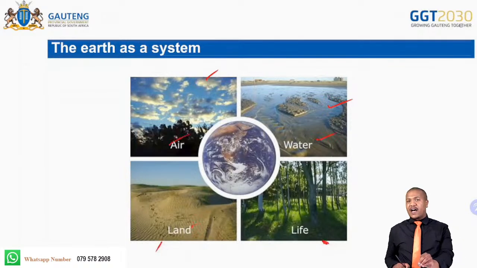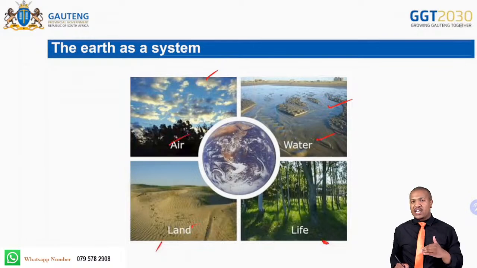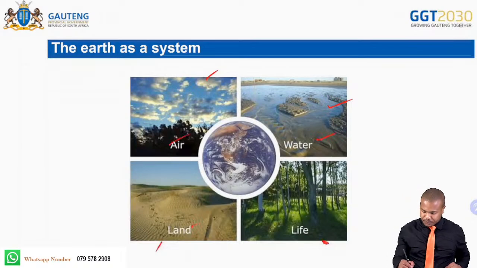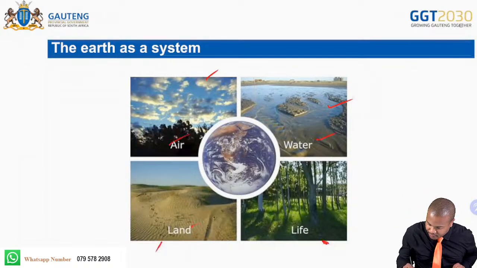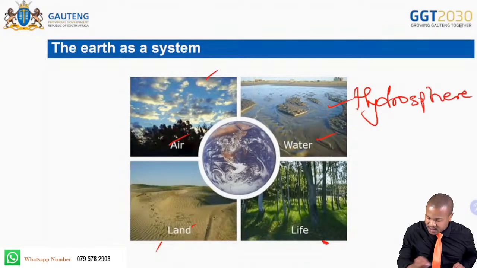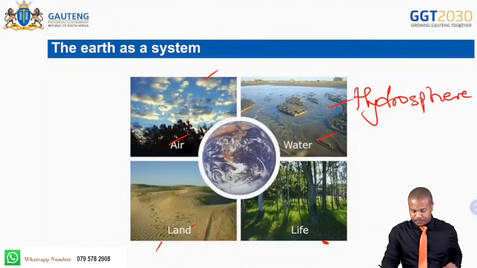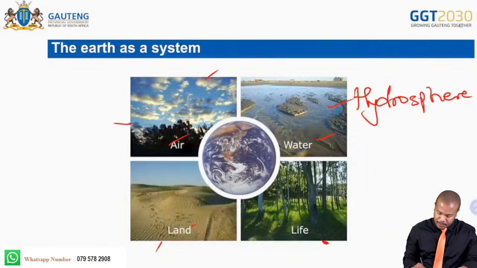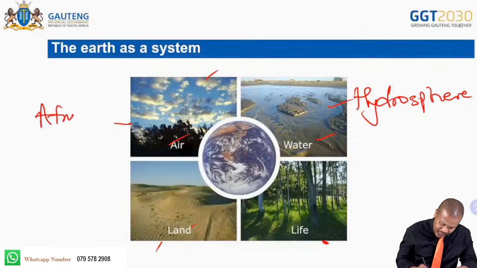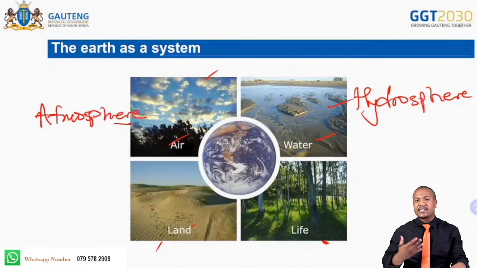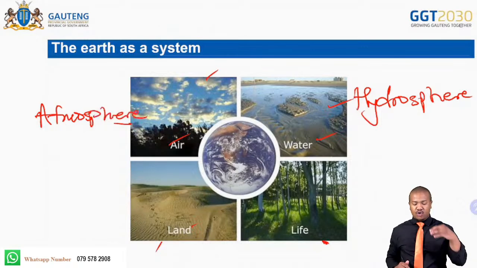So for our water, all the waters of the earth in all its forms, whether liquid, solid, or gaseous, they form the hydrosphere. It is all the spheres that have to do with water. Then air. Air is named what? The atmosphere. Remember, we said that the atmosphere is the layer of gases around Earth. It has to do with all the air around Earth.